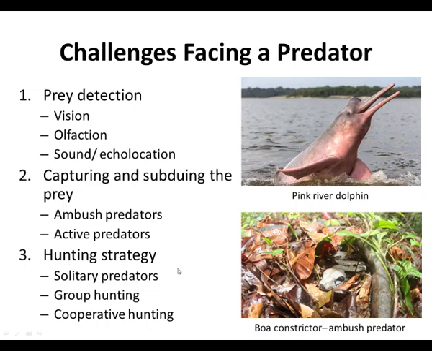And hunting strategy is also different between predators. Some are solitary, like these boa constrictors. Some are doing group hunting, like some of the river dolphins. And also in some cases, we have noticed cooperative hunting among wolves and some lions. So they have plans, and they use plans to knock down large prey.